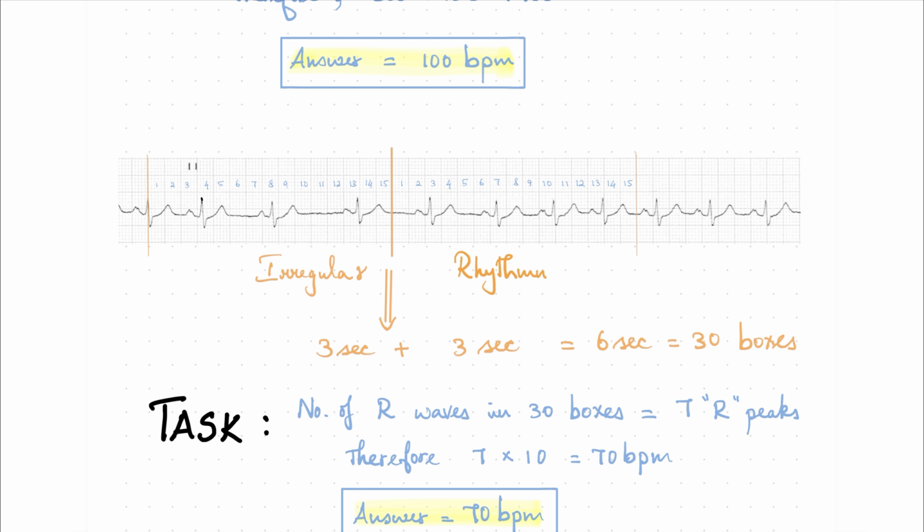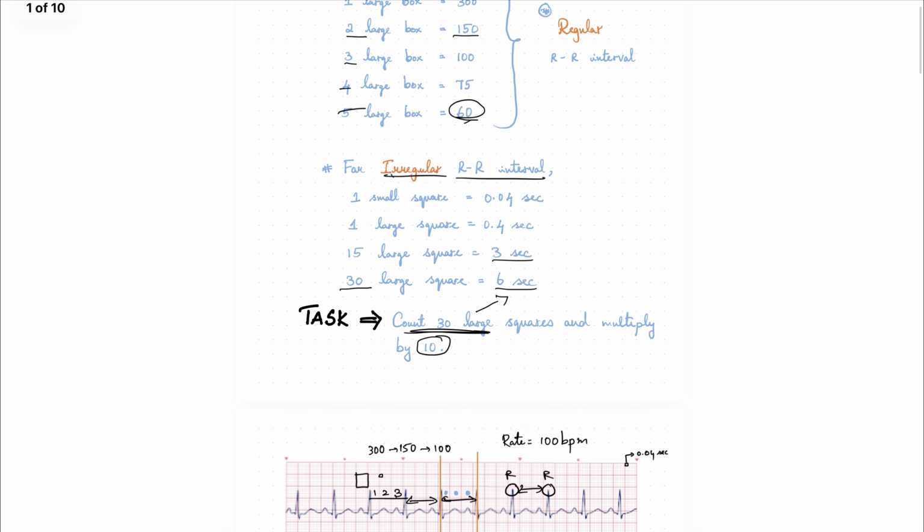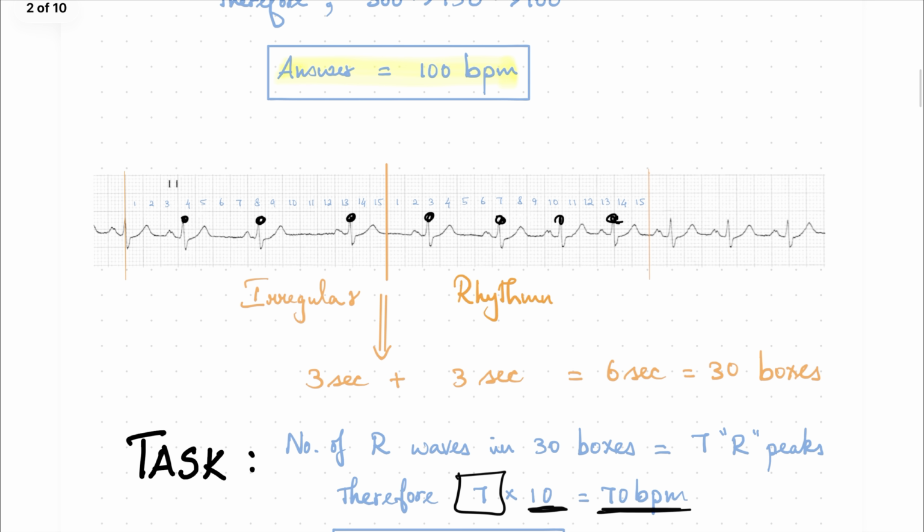So starting from here, we have 1, 2, 3, 4, 5, 6, 7. So you have 7 R. What do you have to do now? Multiply it with 10. Boom. You've got your rate. It is 70 beats per minute. That's all. So this is for your regular and this is for your irregular.